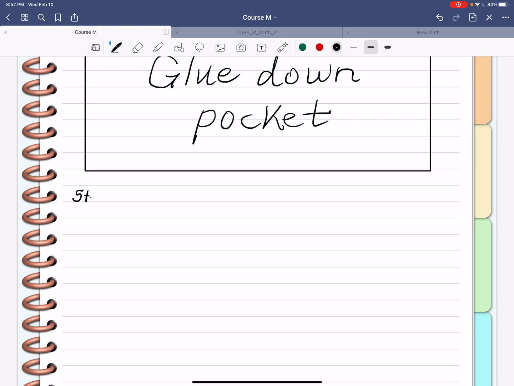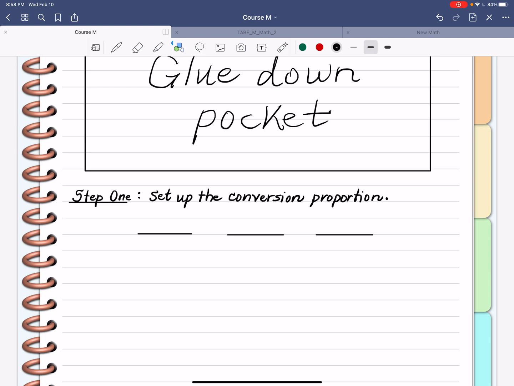So step 1 is to set up the conversion proportion. Conversion means changing one thing into another. And here's how you set up a conversion proportion. I want you to draw 3 lines, just like so. And between them, we're going to put the equal sign. So to do a conversion, you need to set up this frame. And I'm going to copy that. You can redraw yours, but I want to just copy mine.